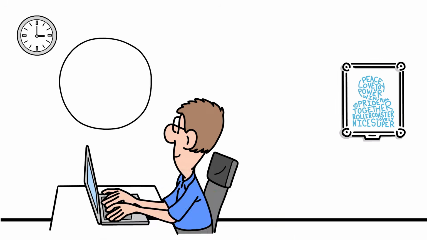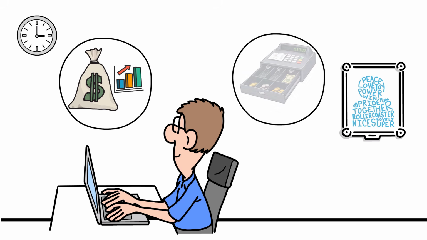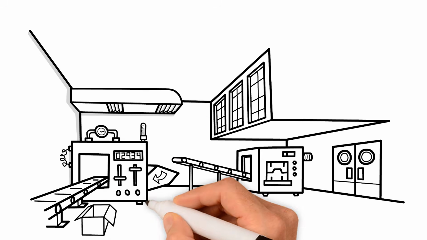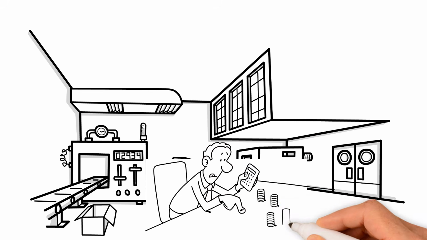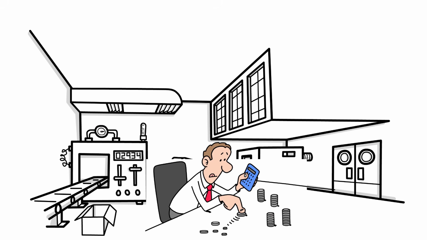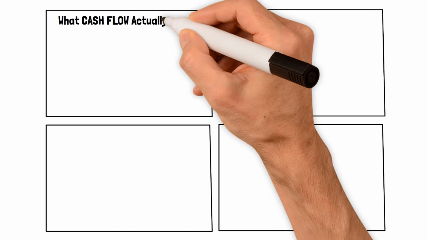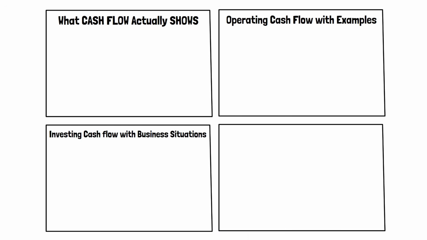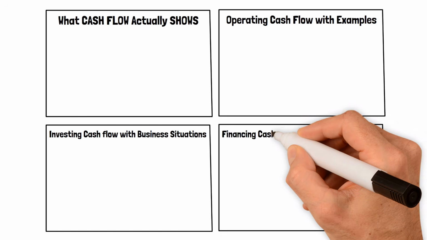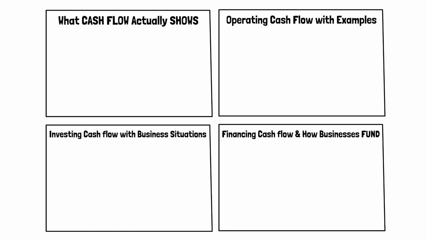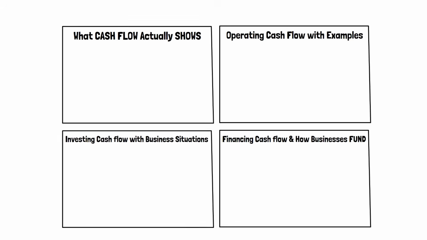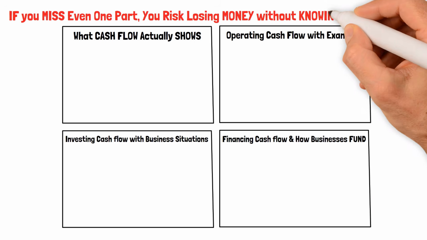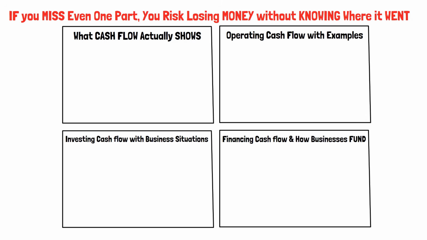Many business owners believe that profit means success, but cash tells the real story. A company can show profit and still fail if cash is not managed properly. In this video, you will learn what cash flow actually shows, operating cash flow with practical examples, investing cash flow with real business situations, and financing cash flow and how businesses fund themselves. If you miss even one part, you risk losing money without knowing where it went.